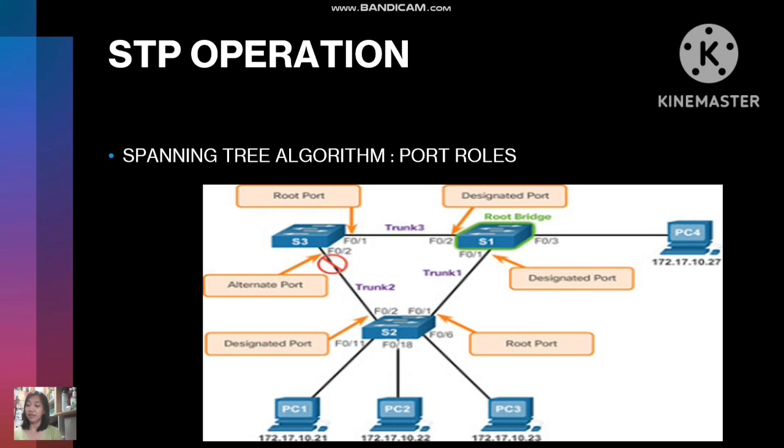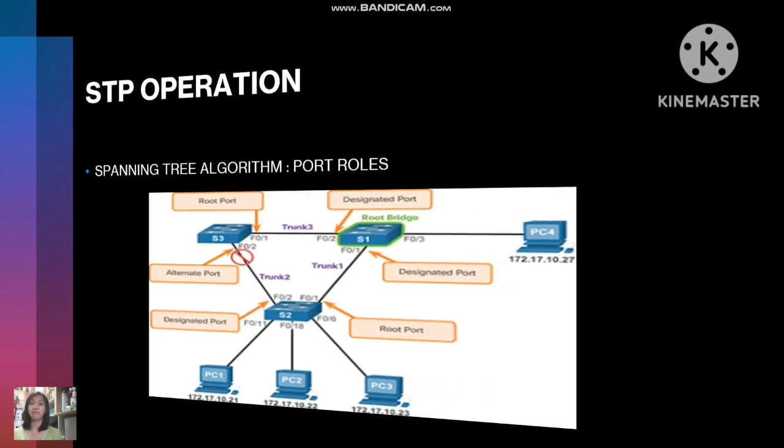The STA designates a single switch as the root bridge and uses it as the reference point for all path calculations. All switches participating in STP exchange BPDU frames to determine which switch has the lowest bridge ID, or the BID, on the network. The switch with the lowest BID automatically becomes the root bridge for the STA calculations.